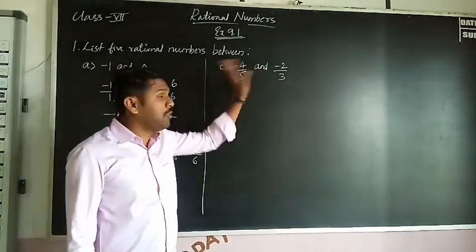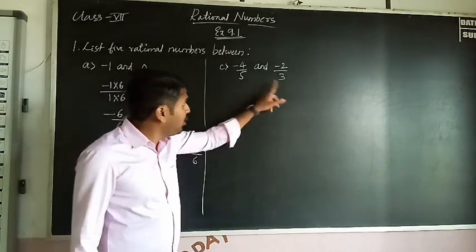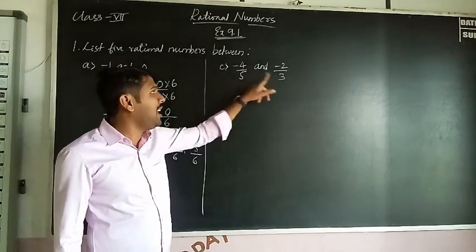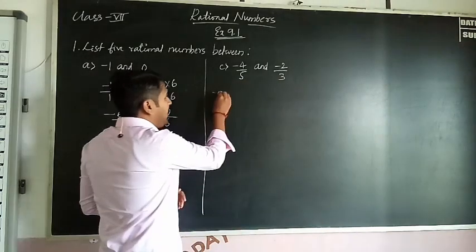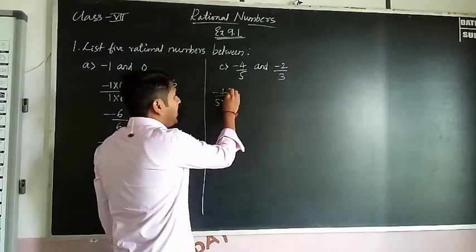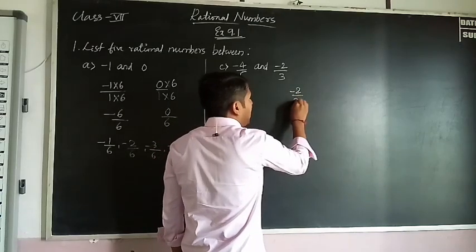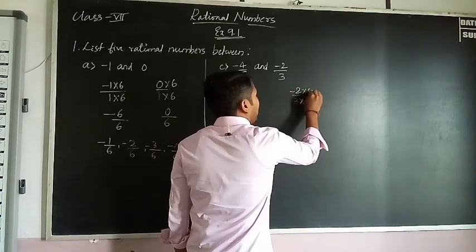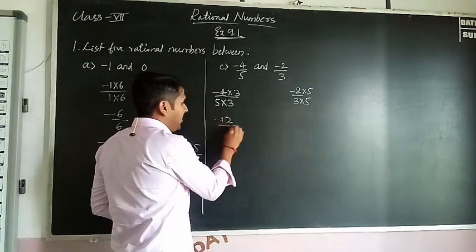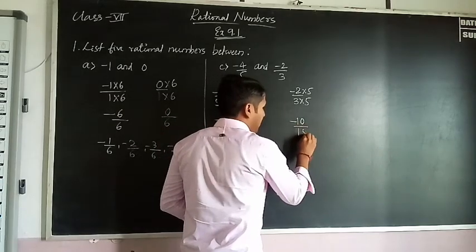So here they give the fractions, and the denominators are different. So first make the denominators the same. So here 5 is there, here 3 is there. So multiply 5 to 3 and 3 to 5. Here minus 4 by 5 is there, multiply 3 to both numerator and denominator. Here minus 2 by 3 is there, multiply with 5. Okay. So now we get minus 12 by 15 and minus 10 by 15.